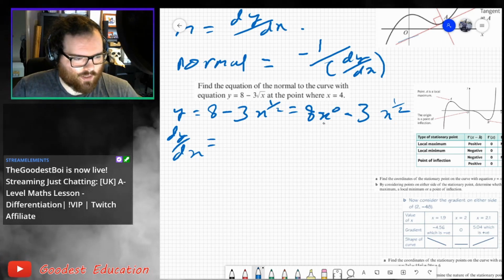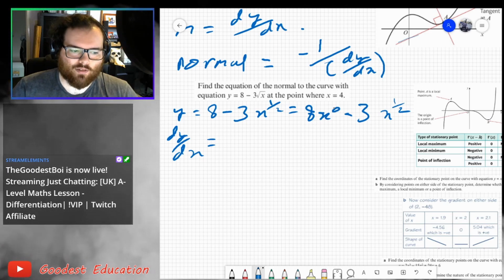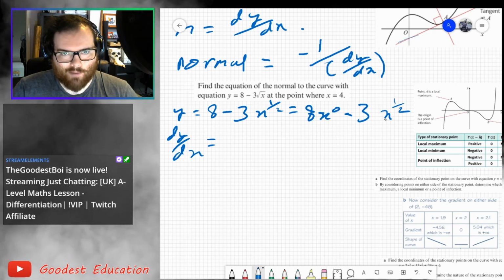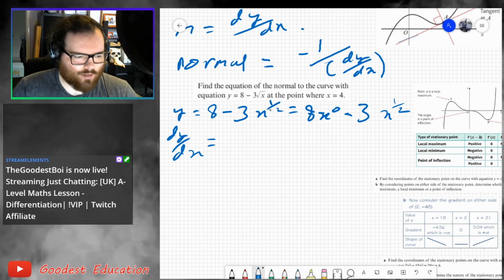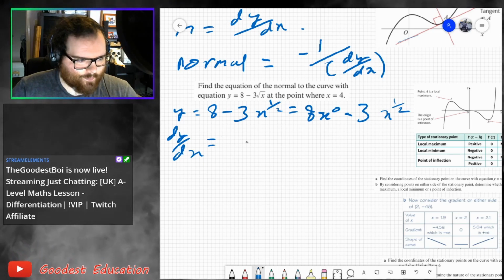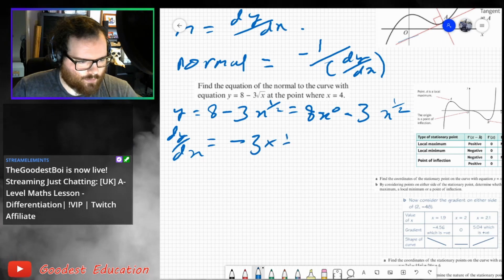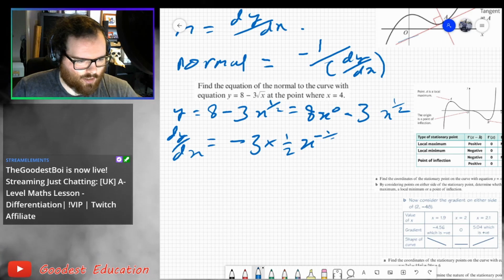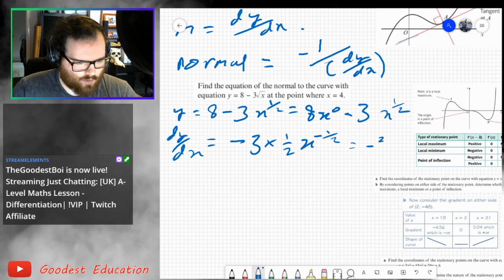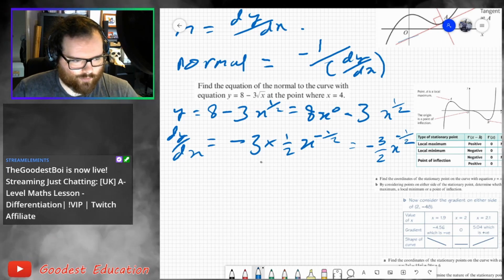So this is the same thing. And when you differentiate this, the 0 is going to come down and then go down by minus 1. And then anything times 0 is 0, so this just disappears. So when we differentiate that, we're going to get minus 3 times a half x to the power of minus a half. So minus 3 over 2 x to the minus half.